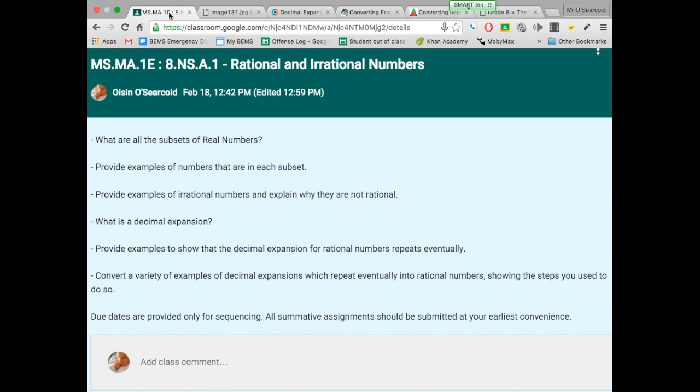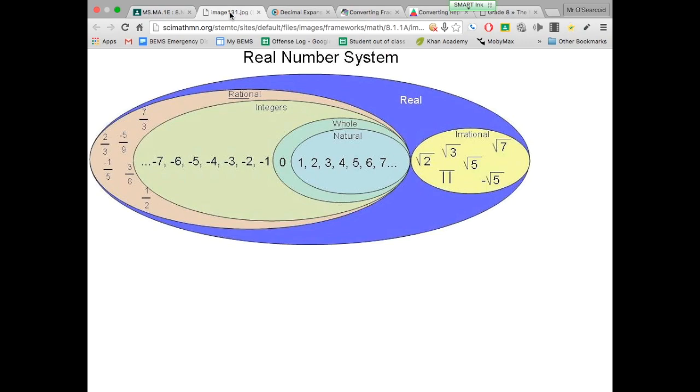Let's take a look at the set of real numbers. The real number system is made up of rational and irrational numbers. Within all of the rational numbers, you have other sets of numbers, some of which you are already familiar with. You have the set of natural numbers, which are really the counting numbers, 1, 2, 3, 4, 5, 6, 7, and so on. Zero is added to this as an extra whole number within the subset of integers, which also includes the negative numbers.